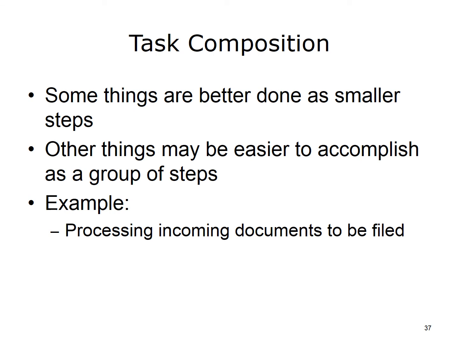Task composition is more something to consider than a redesign strategy. Some things are better done as smaller steps, while other things may be easier to accomplish as a group of steps. An example is the processing of incoming documents. Processing incoming documents is more efficient and accurate when broken down into smaller steps. These steps include opening all the mail, checking for document identifiers on the envelopes, sorting in patient number order, and filing. This is more efficient and accurate than opening a single piece of mail, checking the envelope for document identifiers, processing and filing before opening the next piece of mail.